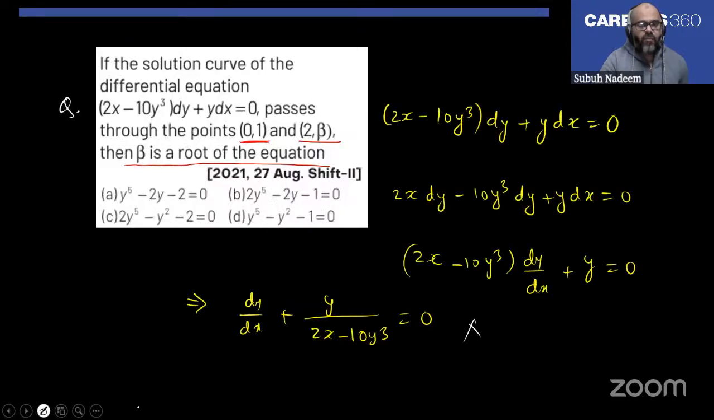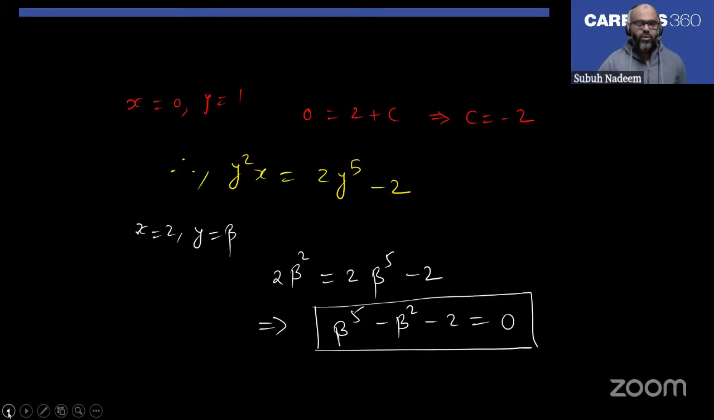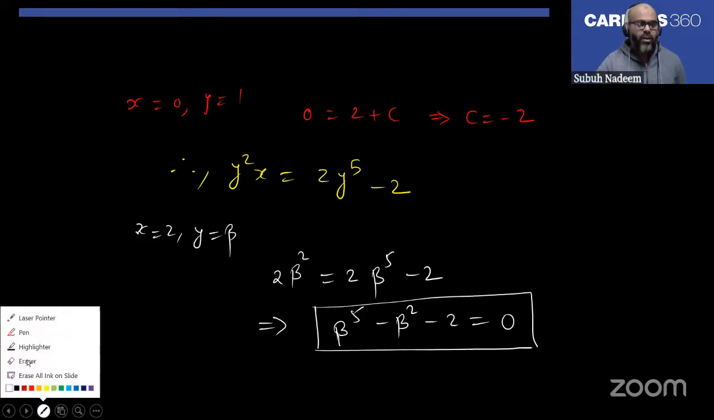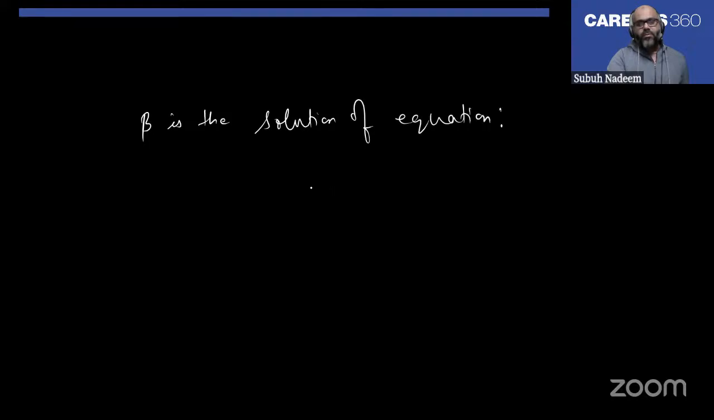Beta to the power 5 minus beta square minus 1. It was minus 1 actually. 2 we are taking as common and that is getting cancelled. So it is 1. So what we are getting is beta to the power 5 minus beta square minus 1. That means that beta is the solution of the equation x to the power 5 minus x square minus 1 equal to 0.